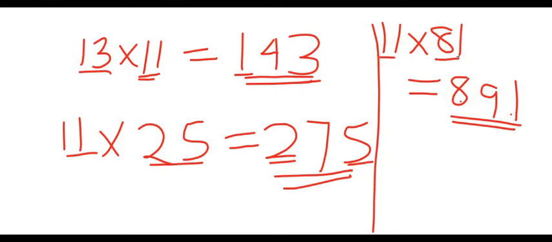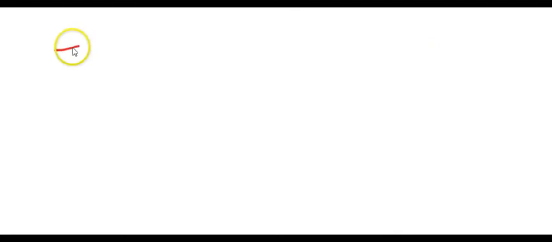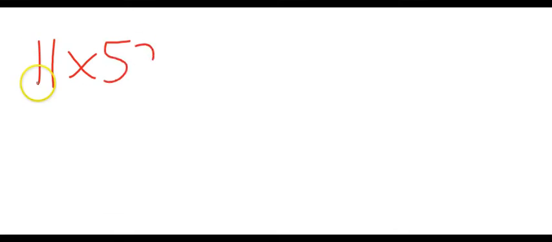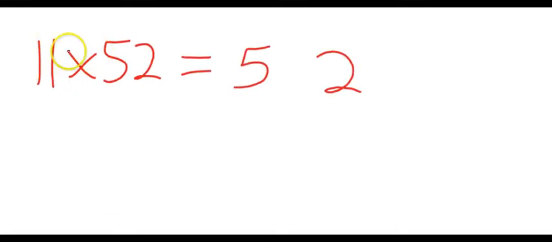Let's see more examples. So if I say 52 times 11, or let me start by saying 11 times 52, because I'm dealing with 11. So let me start with that first. 11 times 52. I'll open 5 and 2 apart. Add the two numbers here: 7, and that is the answer. So 11 times 52 will give me 572.